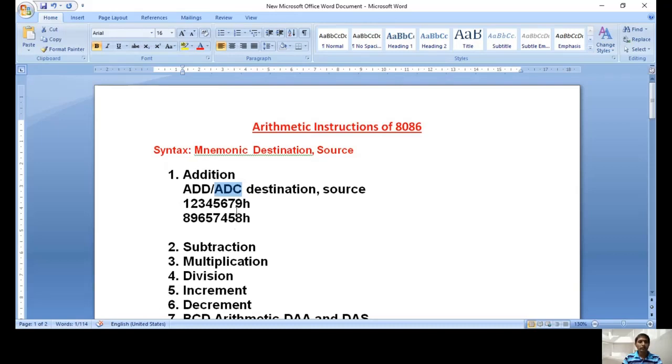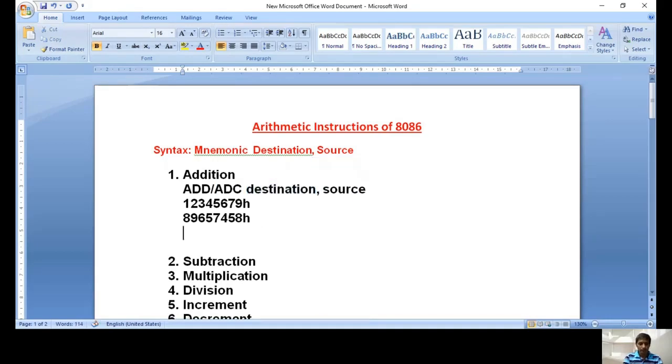Next, if you write ADC, it is called addition through carry. If you write the ADC instruction, then automatically, if you add the first two and we get a carry, that carry will be passed to the next positions automatically. That's the advantage of the ADC instruction. So in both ADD and ADC, what is your observation? The content of the source is added to the destination and the result is stored in the destination.